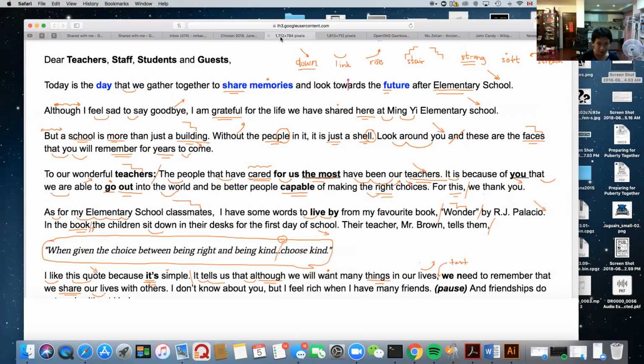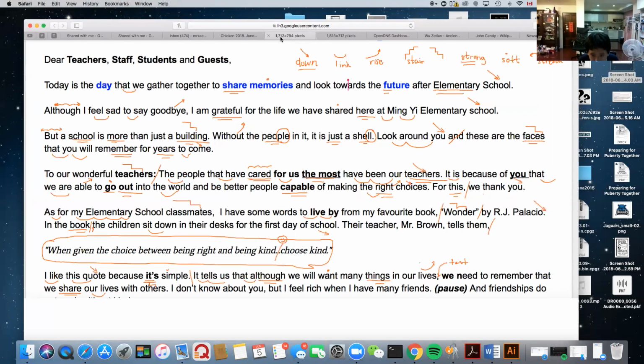Without the people in it, it is just a shell. But a school is more than just a building. Without the people in it, it is just a shell.